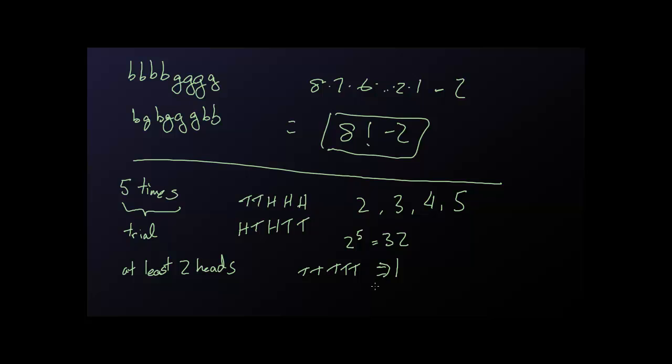How many trials have exactly 1 head? In this case, the head can be in the first position, or the second position, or third, or fourth, or fifth, for a total of 5 ways, 5 trials that have 1 head. So the total number of trials that have at least 2 heads is equal to the total number of trials minus the number of trials that have exactly 0 heads and exactly 1 head, which gives us a total of 26 trials.